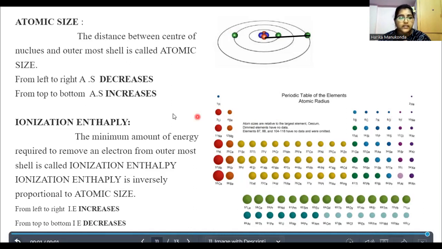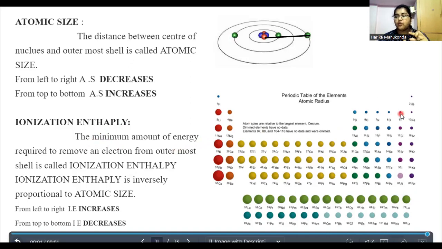So what is ionization enthalpy here? Again, it is the minimum amount of energy required to remove an electron. So how much energy is required to remove an electron from an atom which has a very big atomic size? Very less, because you can drag it very easily, because you are holding the person by the tip, so it's very easy to remove. So minimum amount of energy means very little energy to remove an electron from the outermost shell in elements having higher atomic size.